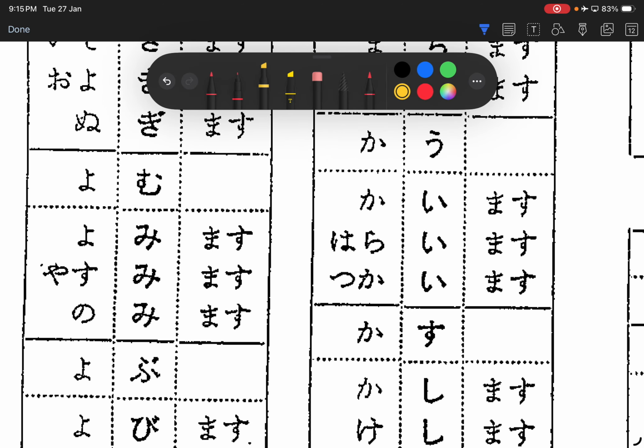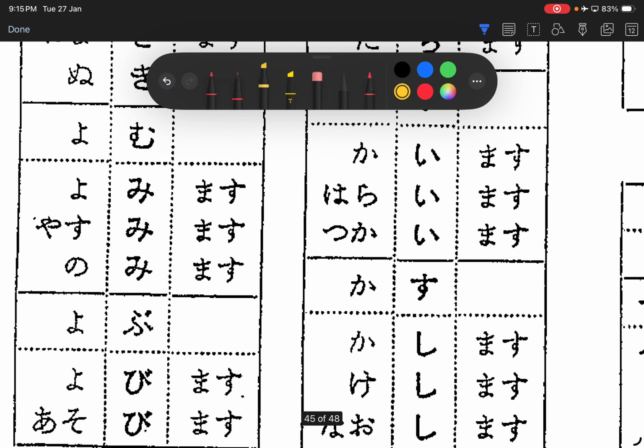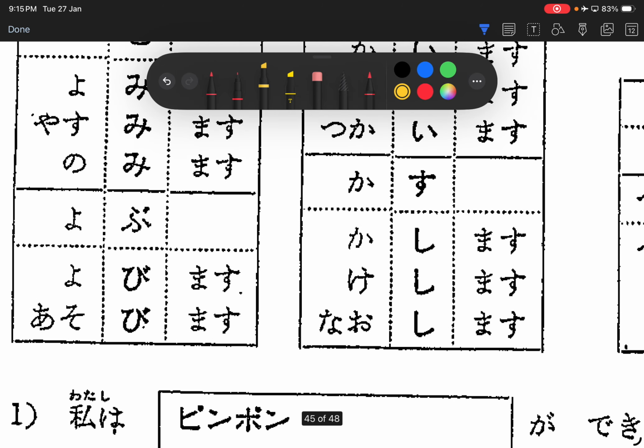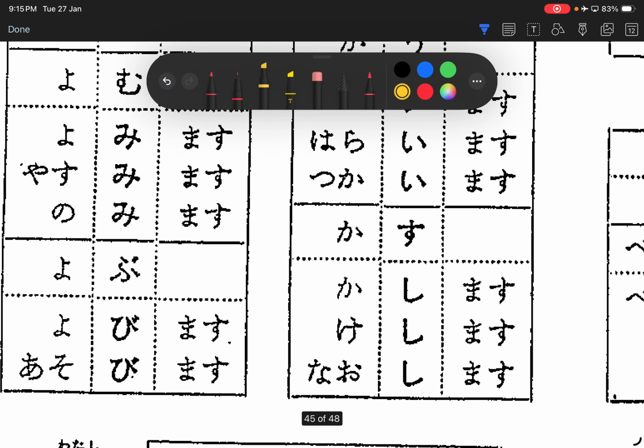MI changes to MU, the U sound. So 読みます becomes 読む, 休みます becomes 休む, 飲みます becomes 飲む, right, drink. Then the next one, 呼びます, call someone, 呼ぶ. 呼ぶ means call, shout out. 遊びます becomes 遊ぶ. B changes to ぶ sound only.